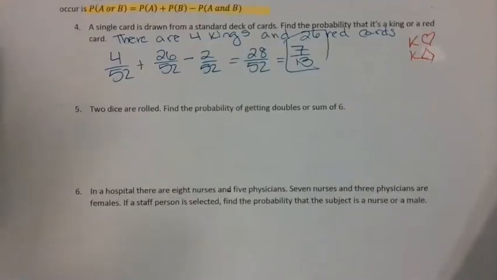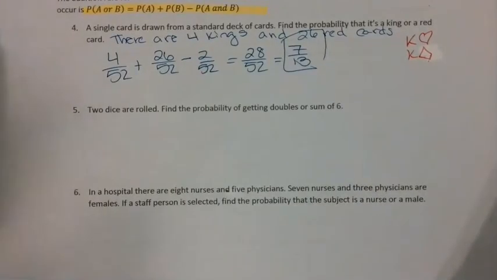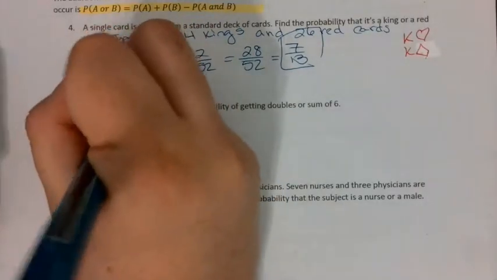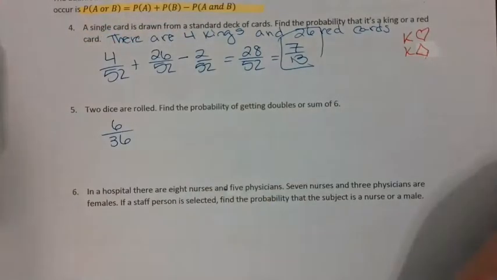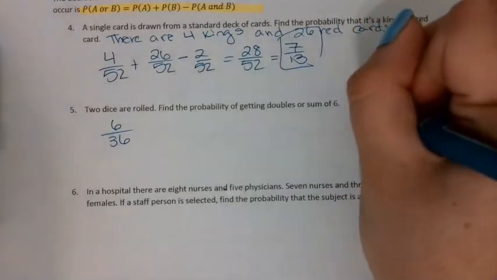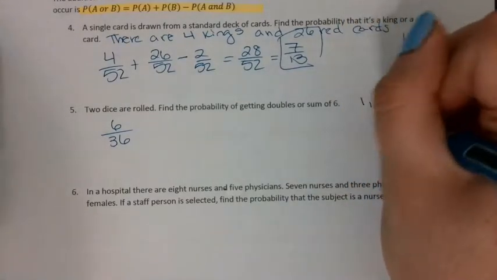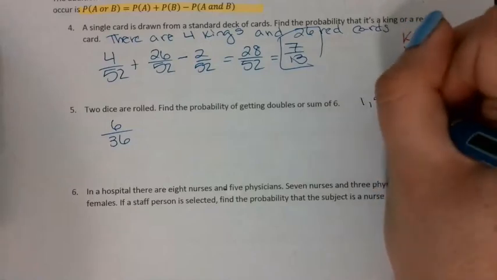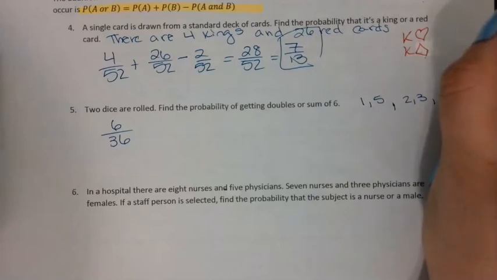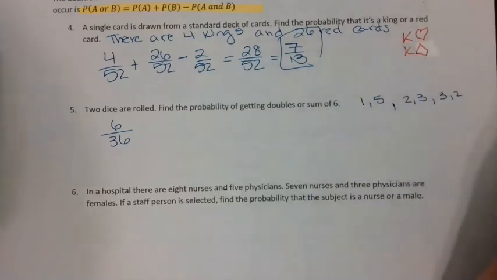Okay. On number 5, it says 2 dice are rolled. It says find the probability of getting doubles or a sum of 6. Doubles means 2 of the same dice. There are 6 of those. And for things that sum to 6, there's 1 and 5, 2 and 3, 3 and 2, 1 and 5.